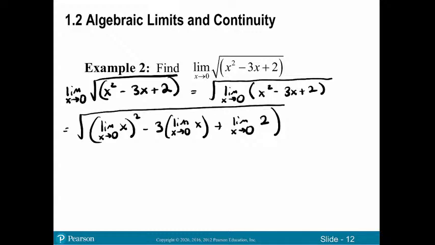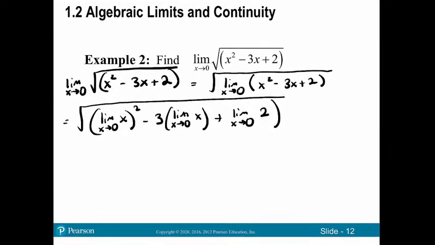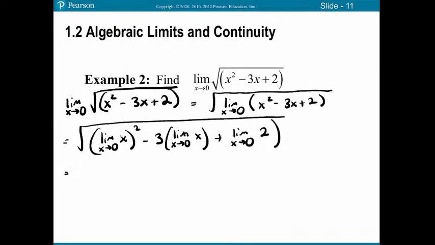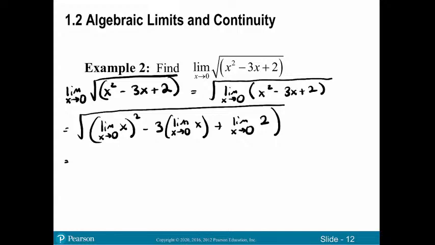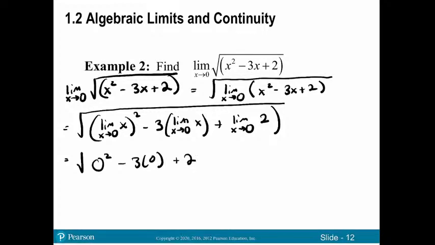Okay. So I think we got this down to the simplest form. Now we can essentially just substitute in, or plug in. The limit as x approaches 0 of x is going to be 0. So that first one is going to be 0 squared minus 3 times 0 plus 2. We essentially just replace the x's with zeros. So this ultimately becomes just the square root of 2.